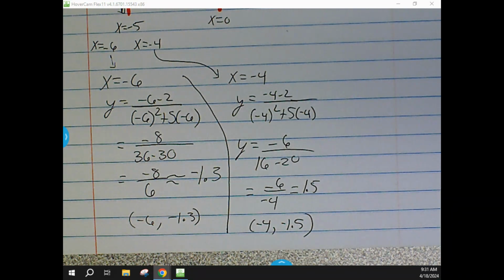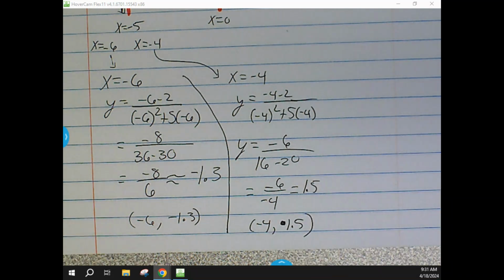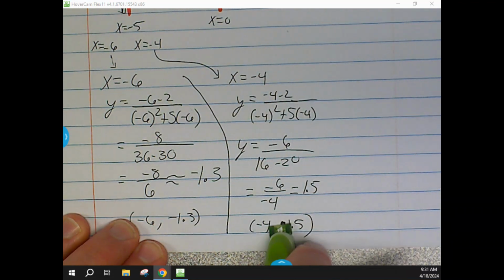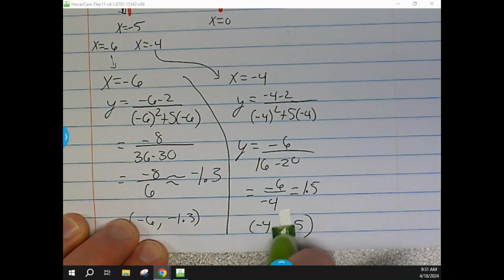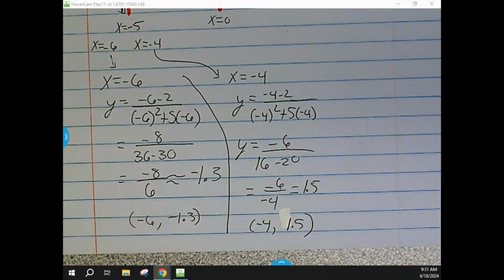Oh, it's not. Sorry. Yeah, sorry. I got happy with my negatives. It's just -4 and 1.5. Thank you. A little correction take there. I don't know what you're talking about. There's no negative there. I don't know what negative you're talking about.